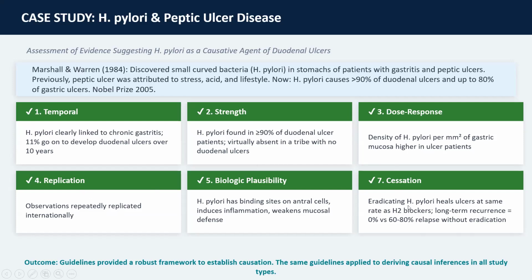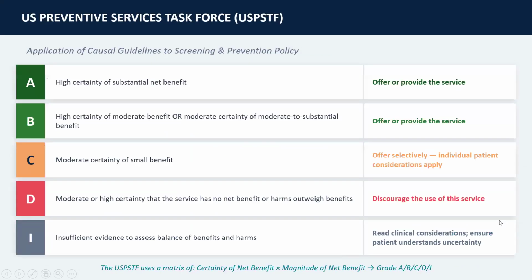Cessation: eradication of H. pylori heals the ulcer at the same rate as an H2 blocker, but long-term recurrence is 0% versus 60 to 80% relapse without eradication.